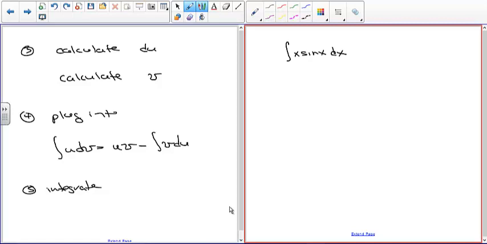So why don't you write down what you think u should be and what dv should be, based on what we just talked about. Should be pretty obvious in this case. Remember, the dv part has to have the dx along with it. And it's really just like the first problem, except we have the sine of x instead of e to the x. Okay.